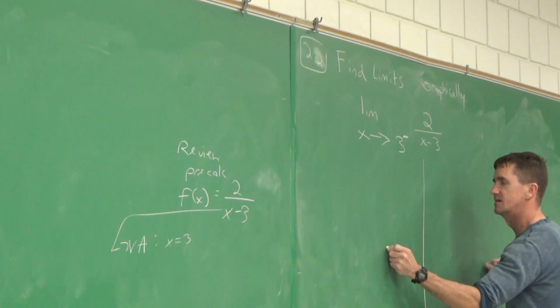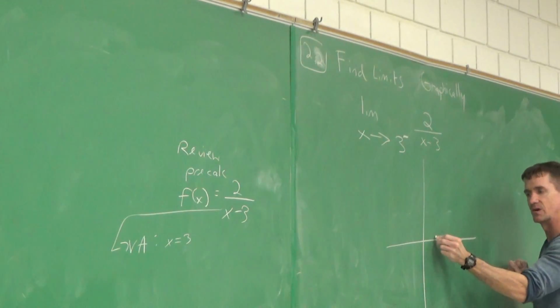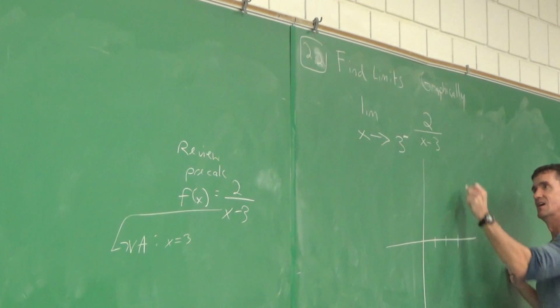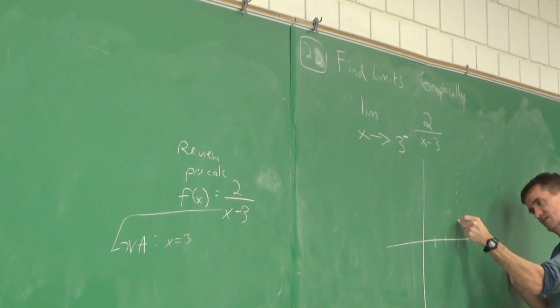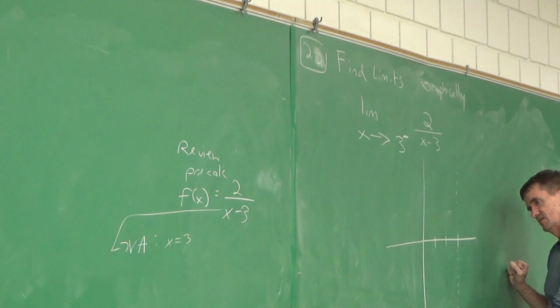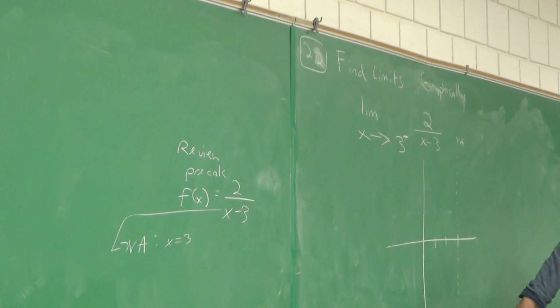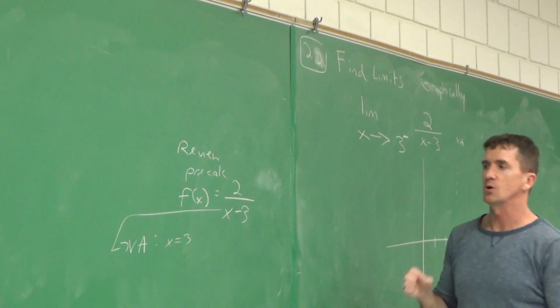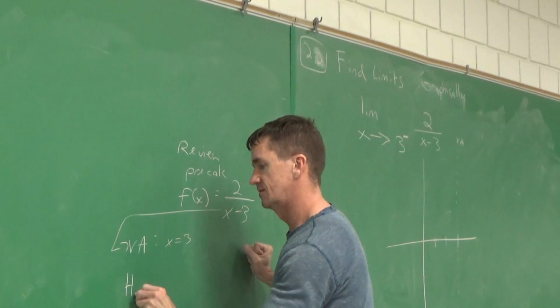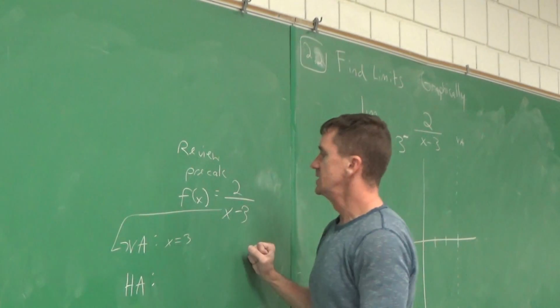Alright, so this graph. Aha, now you know why I asked you what's going on at 3. That's a little vertical asymptote. That just means the graph's going to curve and bend into this thing like that. Now, does it have a horizontal asymptote? Yes.